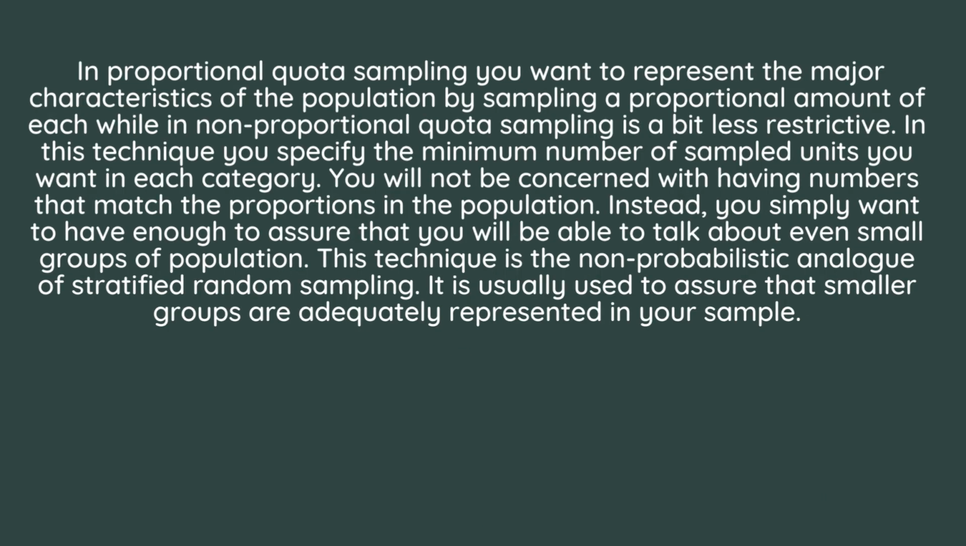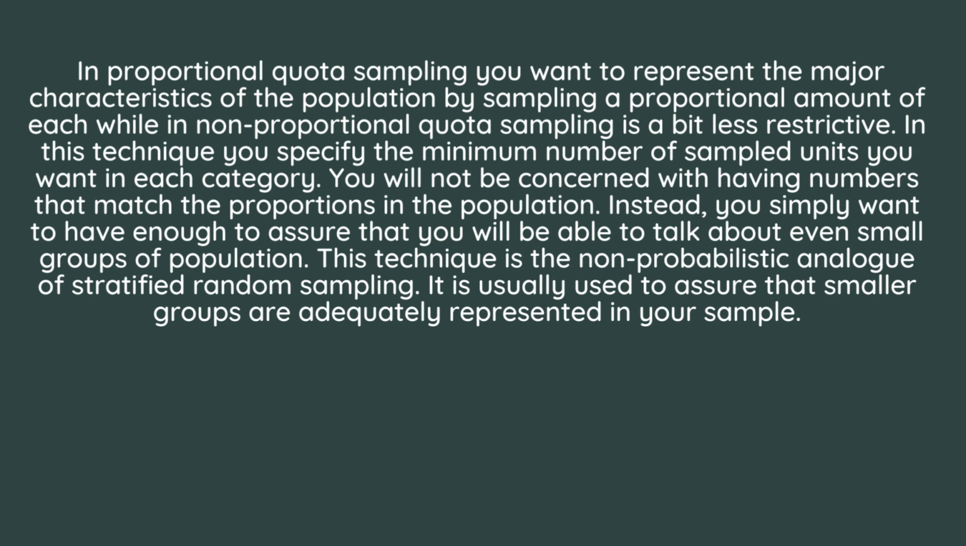In proportional quota sampling, you want to represent the major characteristics of the population by sampling a proportional amount of each, while non-proportional quota sampling is a bit less restrictive. In this technique, you specify the minimum number of sampled units you want in each category. You will not be concerned with having numbers that match the proportions in the population.